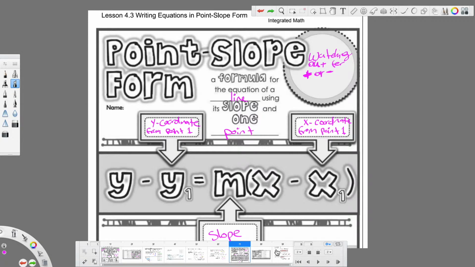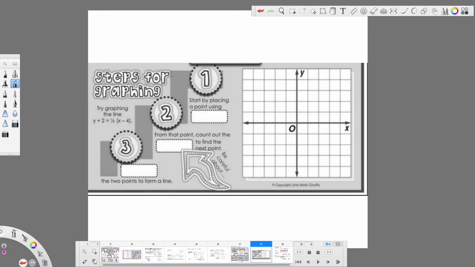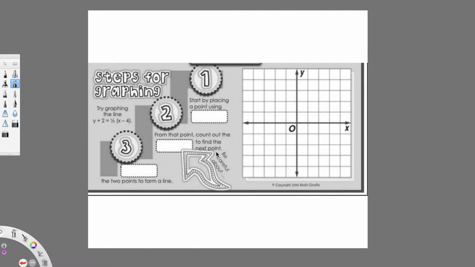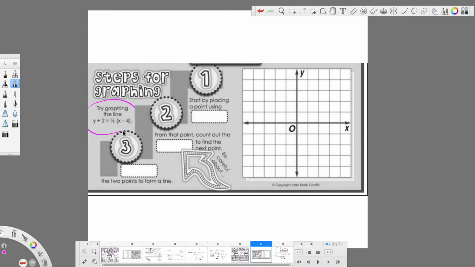All right, let's go to the next page, because we're going to practice this a little bit. This is just like what we did on slope-intercept. We have our instructions right here. We're going to try graphing the line y plus 2 equals 1/2 times x minus 4. So remember, this is our slope, and our point is the 2 and the 4. So this is our y, and this is our x.